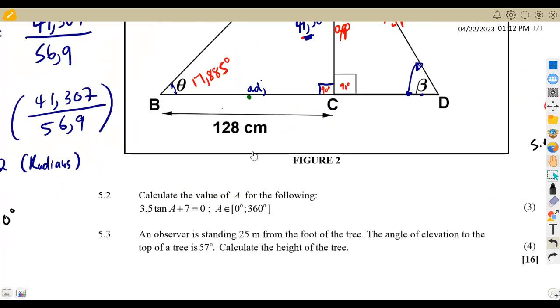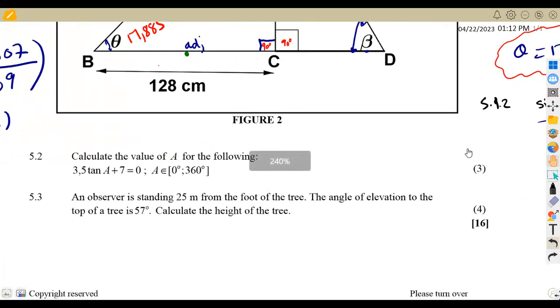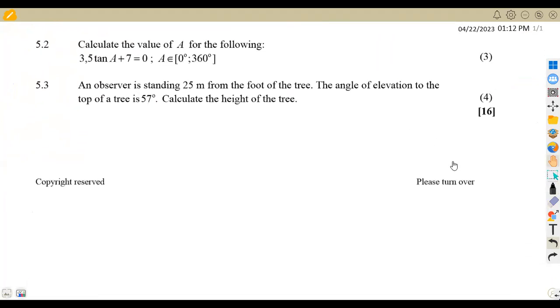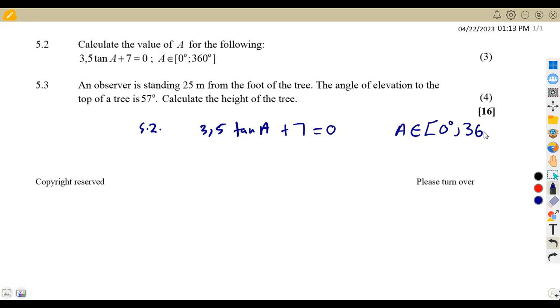We move on to question 5.2, where we are asked to calculate the value of A for the following trigonometrical equation: 3.5 tan A plus 7 is equivalent to, and we are given that A is taken in the interval of 0 degrees to 360 degrees. That is where we are going to have our values of A.